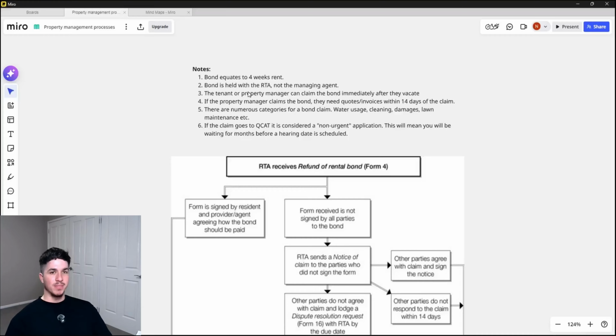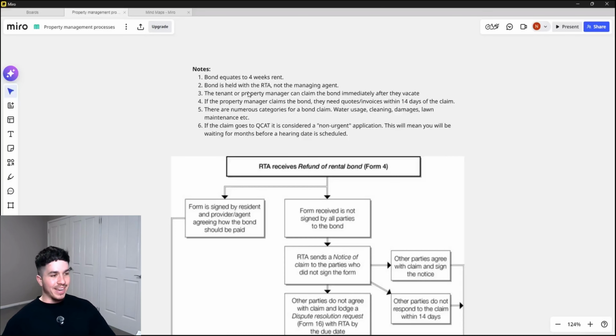And the last one that is most important is that if it goes to court, it is considered a non-urgent application. And that means you'll be waiting for at least a month before the hearing date is scheduled. Thankfully, in the Emerald region, we don't have as many court cases and as much demand as the city, so we normally get in around a month, 2 months in. But I know in the city, you're going to be looking at a few months possibly before that hearing date is scheduled. From there, the tenant can cancel and reschedule it for a month later.